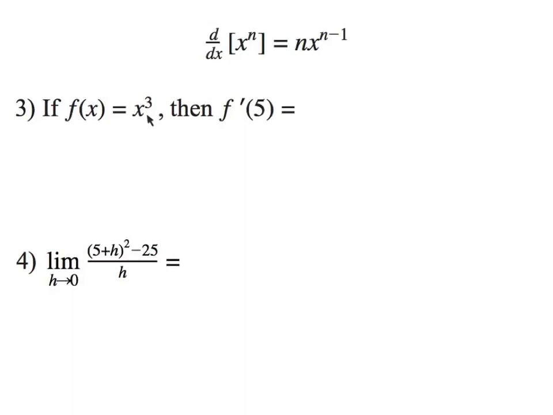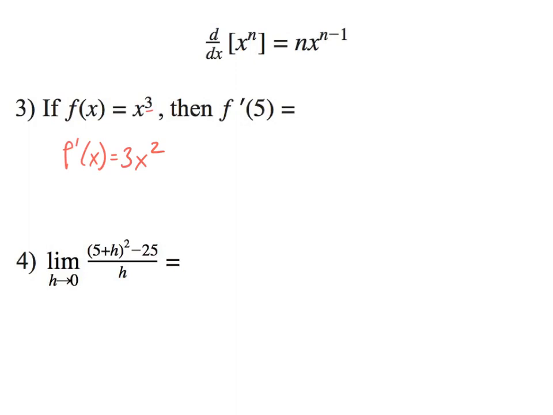So for this problem, it's already in the nice, pretty form. We want to take the derivative of f and then plug in 5, is all they're saying. Take the derivative of f and plug in 5. So let's do that. The derivative of f, so f prime of x, is going to be equal to: we're going to take the 3, move it out front, and drop the power by 1.